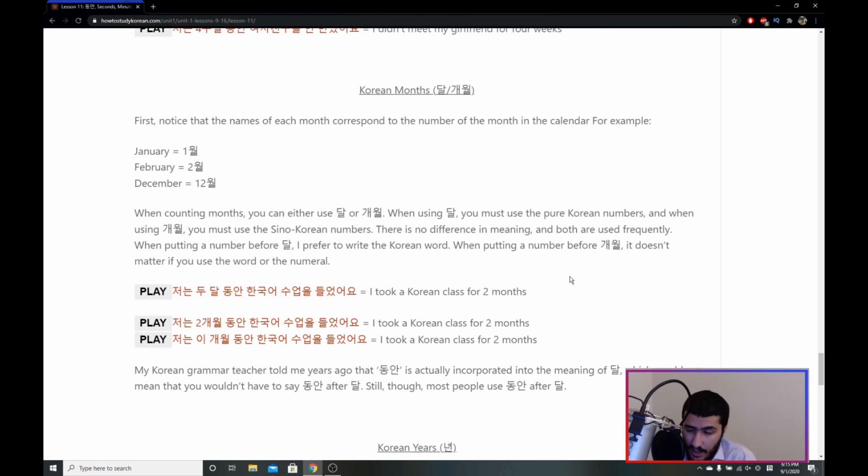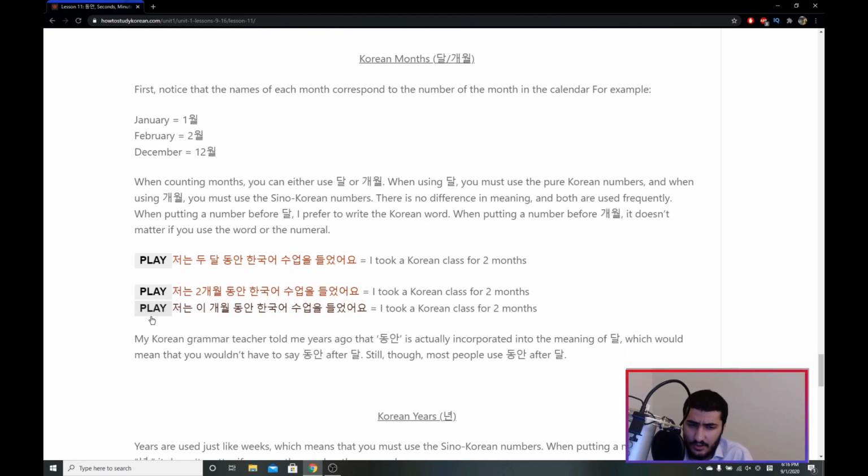I don't use 달 for more than 3 months, like 한 달, 두 달, 세 달, maybe 네 달, 4 months. But then afterwards, I just switch to 개월. That's probably just me. Yeah, let's scrap that. So here, 저는 이 개월 동안 한국어 수업을 들었어요. I took a Korean class for 2 months.